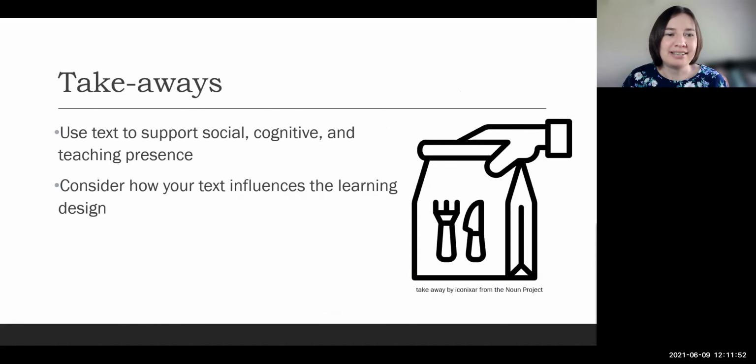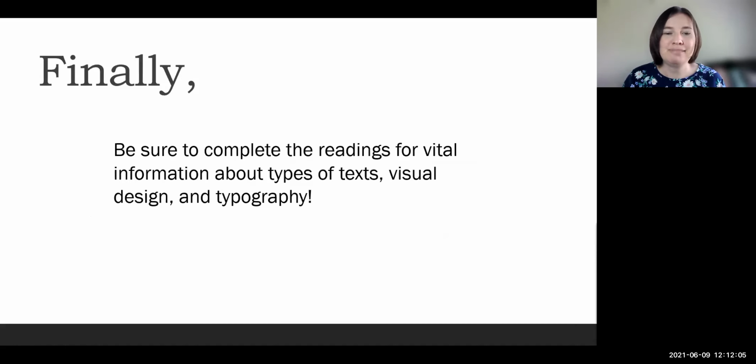Okay, final takeaways. The first, use text to support your social, cognitive, and teaching presence. And then consider how your text influences the overall learning design. And finally, please complete the readings. There's really good information about different types of texts, about visual designs of text and typography that is better put in a book than it would be me presenting it to you.